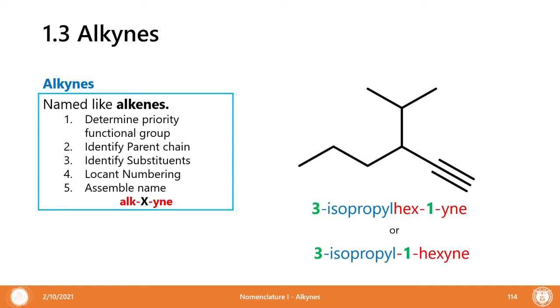We assemble the name by placing the number between the parent name, so hex-1-yne. In this case, the letter Y in nomenclature is actually pronounced like a vowel, so that's why we end our prefix hex with a consonant, hex, not hexa, but hex-1-yne. So 3-isopropylhex-1-yne, or you may encounter that it is written as 3-isopropyl-1-hexyne.